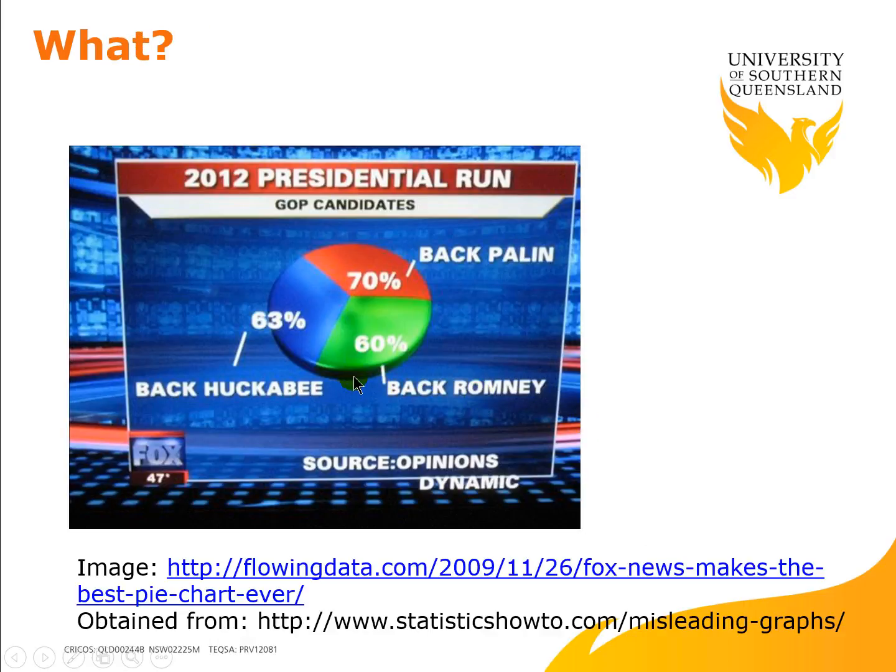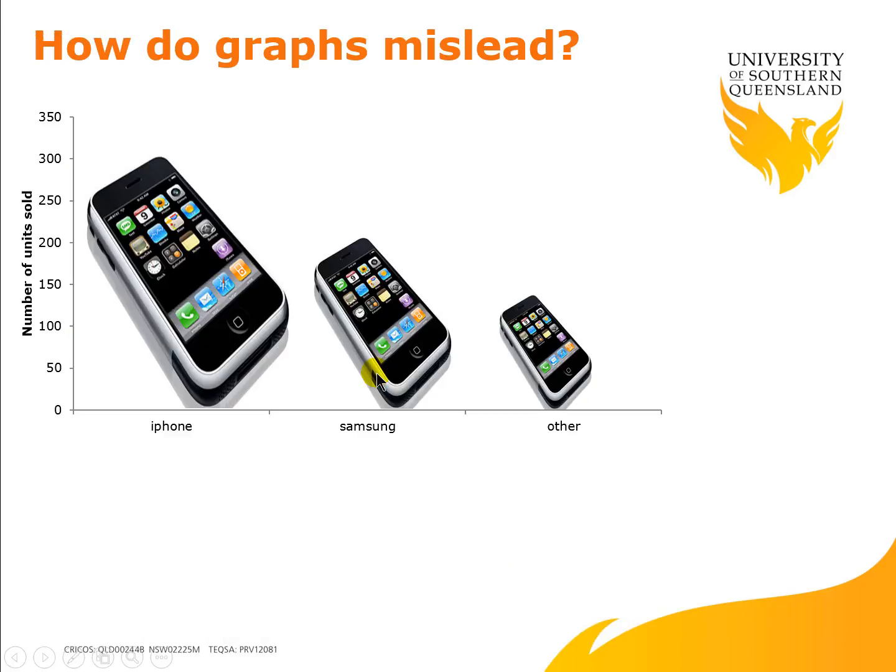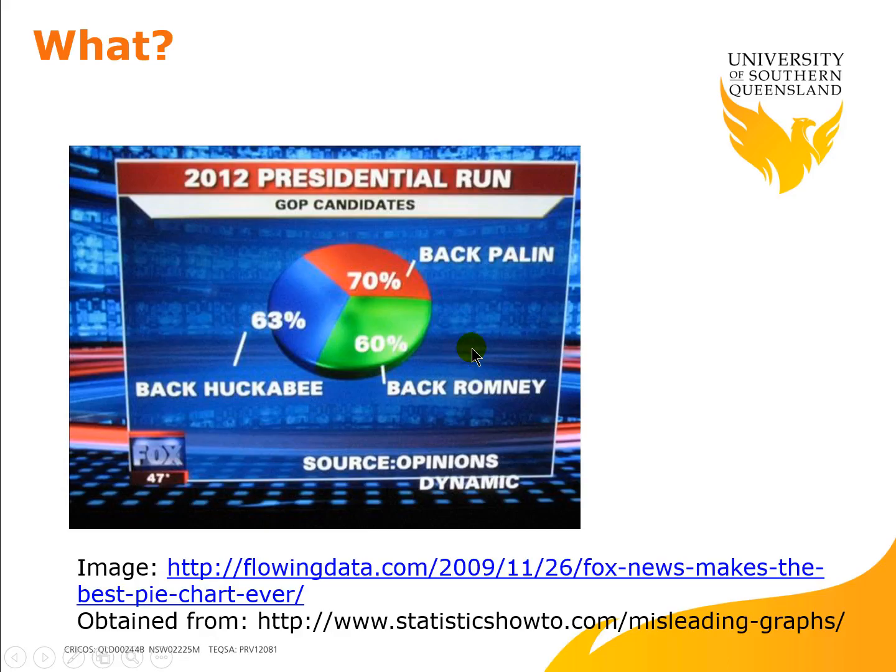This is a really good example of a bad pie chart. This is back in 2012 when American politics was dominated by Sarah Palin. And this is saying that 70% of GOP candidates backed Palin, 60% Romney, and 63% Huckabee. I'm not sure how this adds up to 100% at all, and this is the type of political plot that is intentionally misleading, I'm sure.